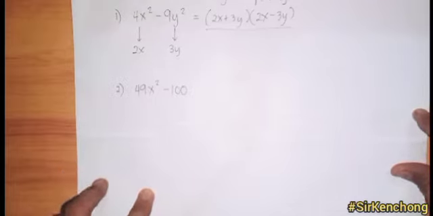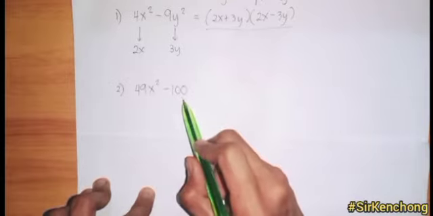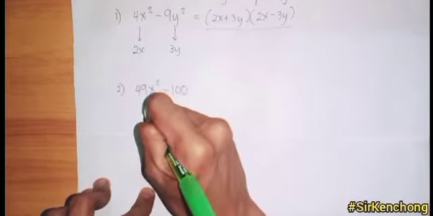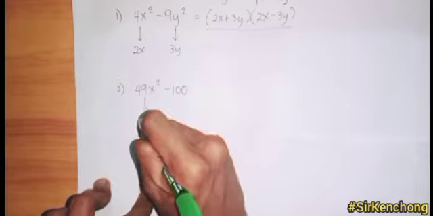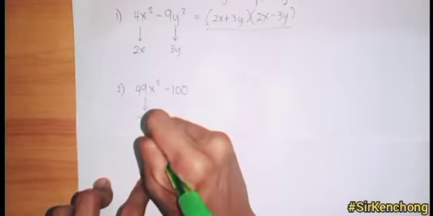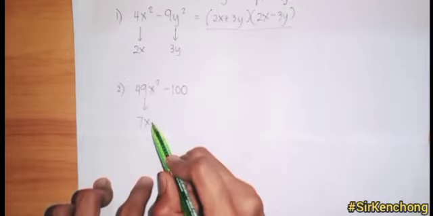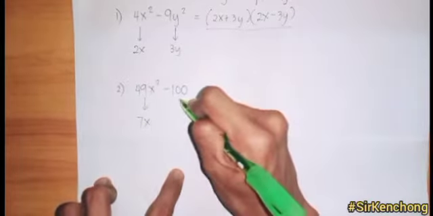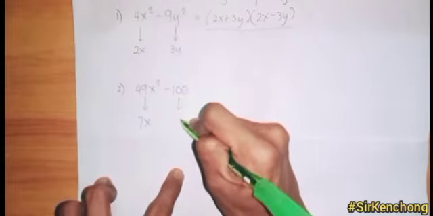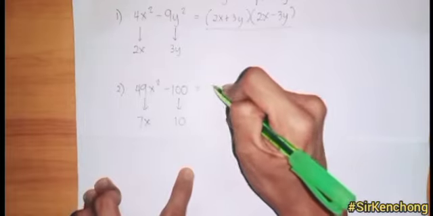So, yung first step natin, hanapin natin yung square roots ng ating first term at saka yung ating second term. The square root of 49 is 7. Square root naman ng x squared ay x. So, the square root of 49x squared is 7x. Next, square root naman ng 100 ay 10.